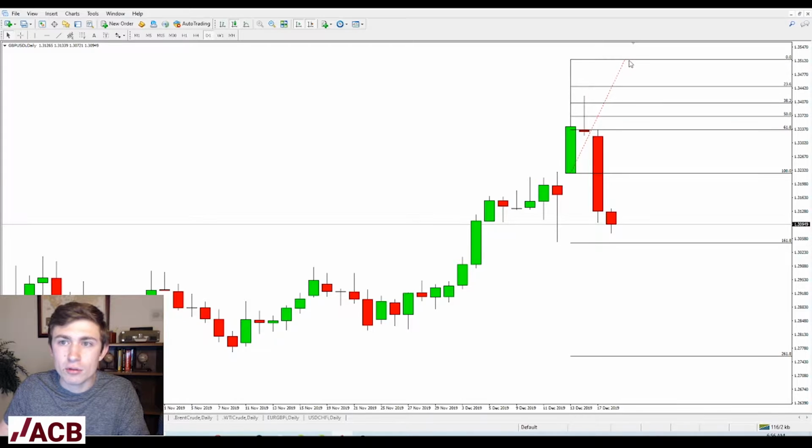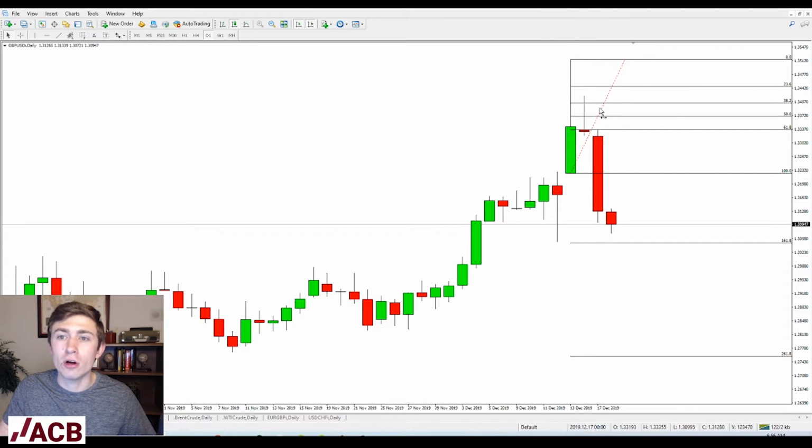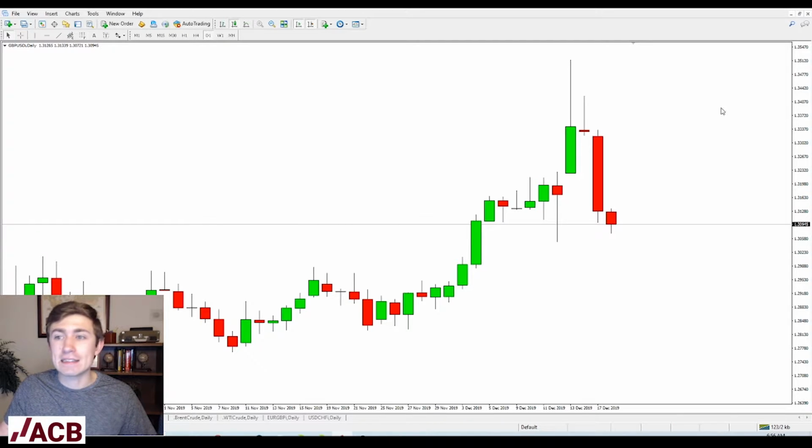The 50% mark is right here, and take a look at how this candle actually closed underneath that. What that shows us is that buyers who pushed price up like this were not able to hold that momentum for very long, and ultimately it did lead to the very next candle, which was a nice little bearish pin bar, before price rolled over very sharply to the downside on GBP USD.